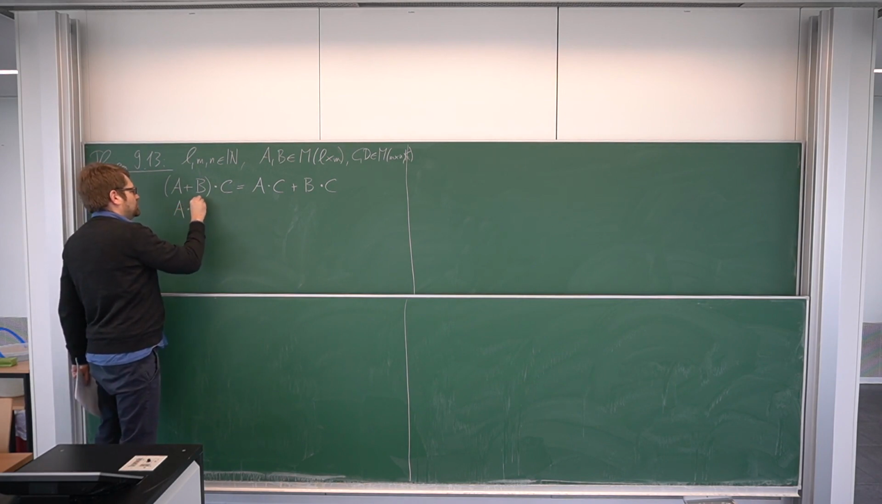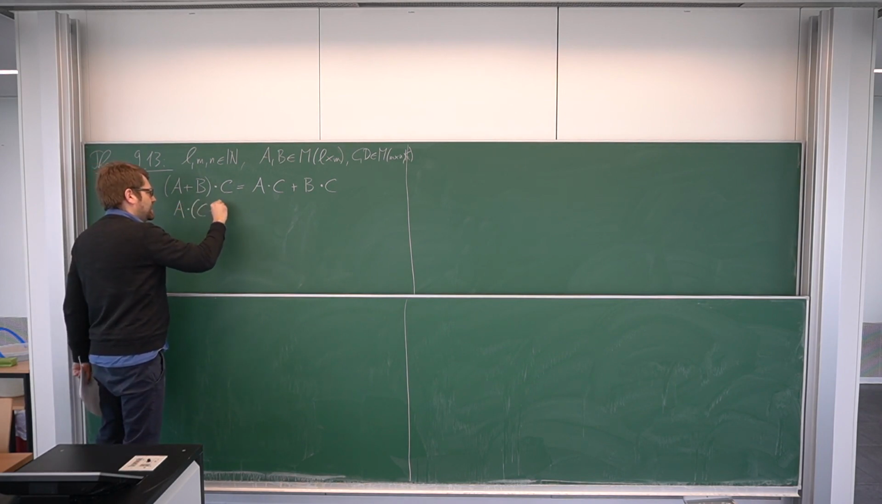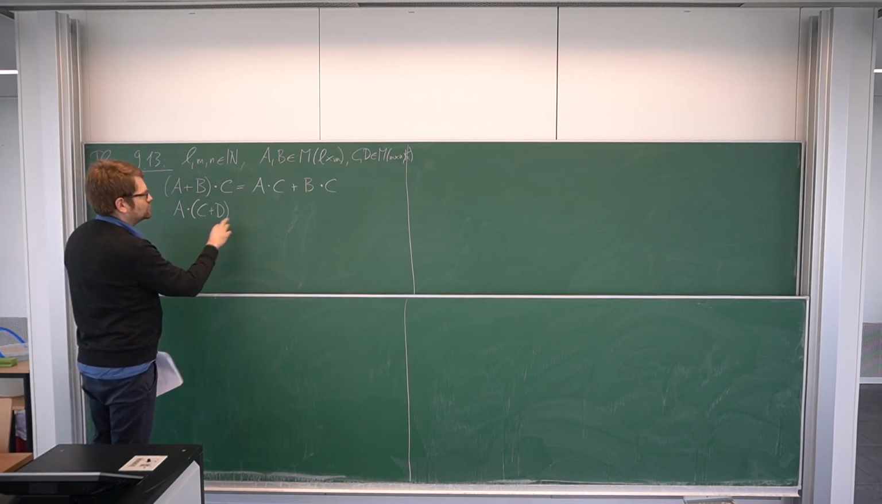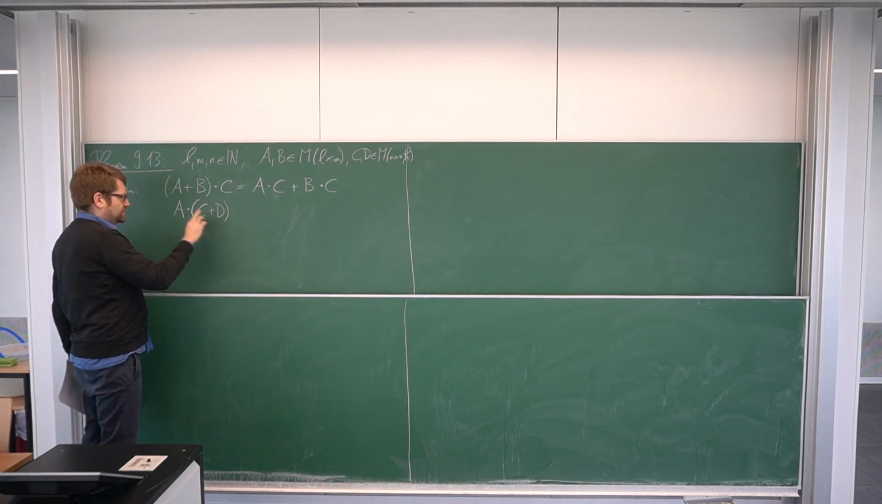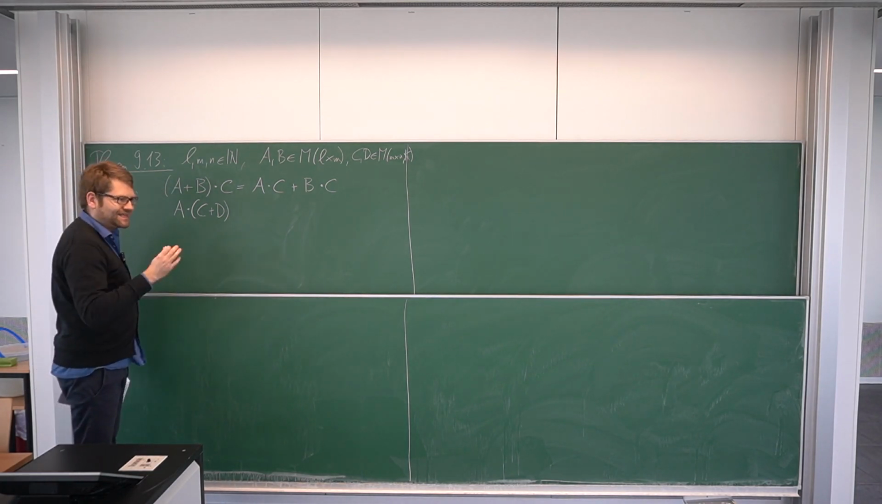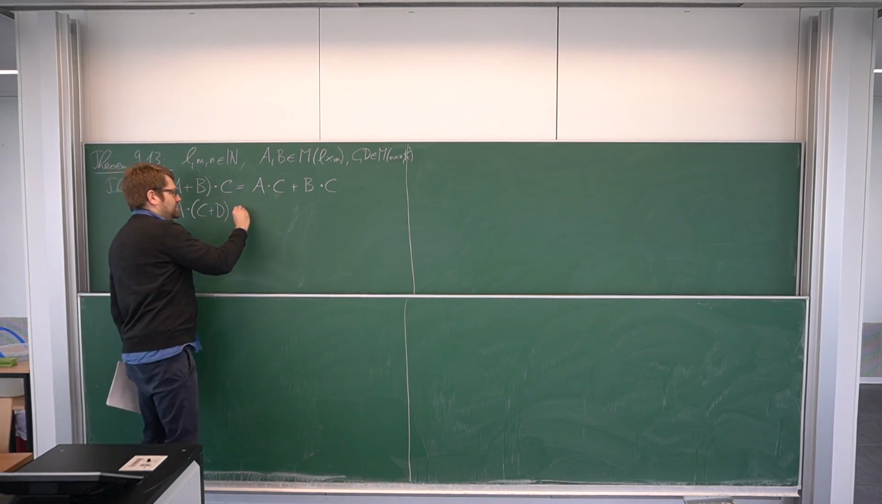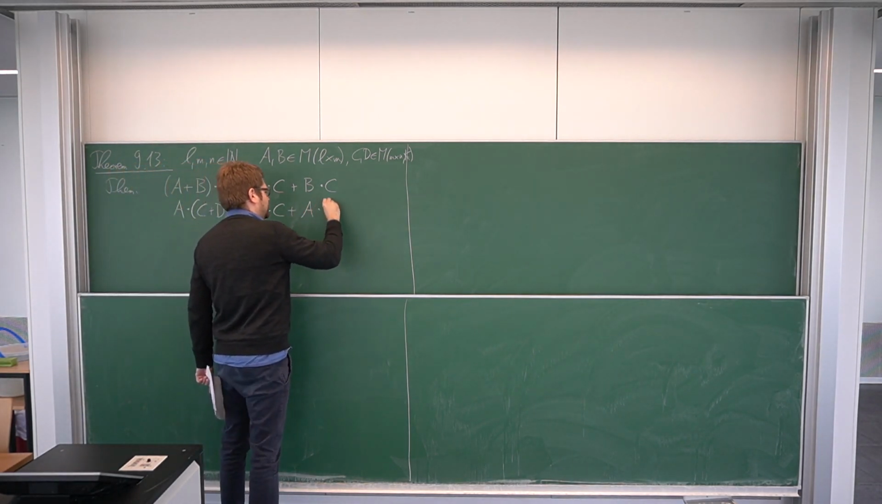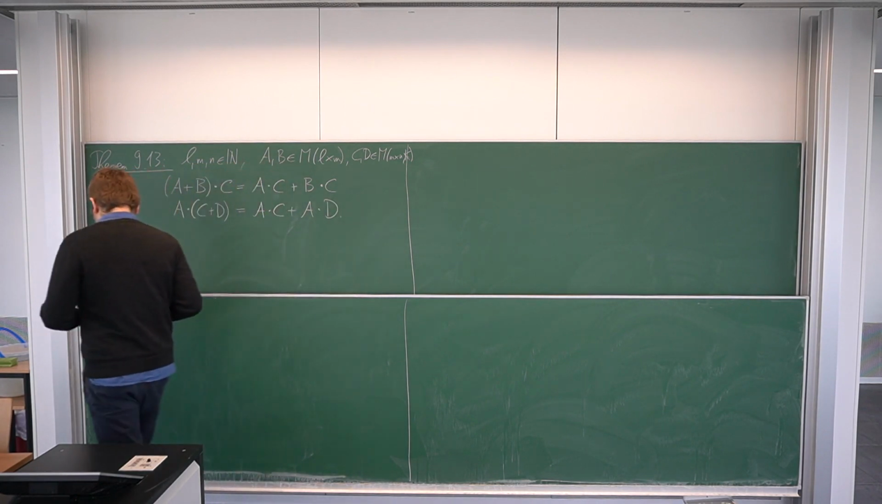And the other distributivity, in the other components: take A times (C plus D). This is also well defined. This is now the sum of 2 M by N matrices, so an M by N matrix, multiplied from the left with an L by M matrix, so the result is an L by N matrix. And this is the same as A times C plus A times D.